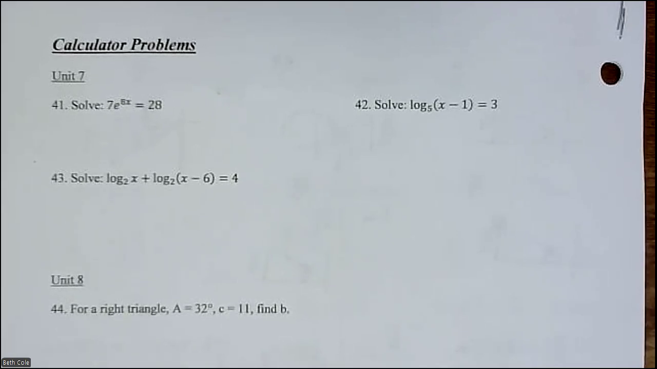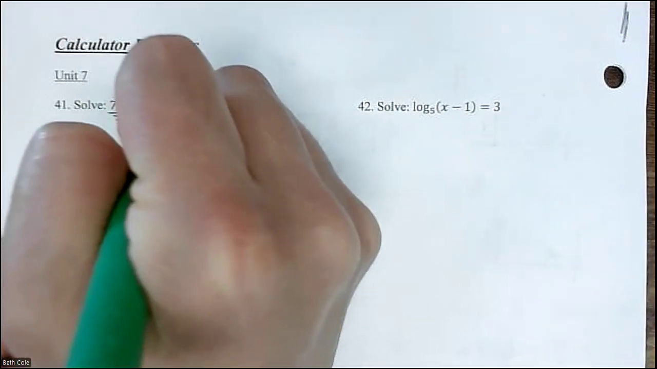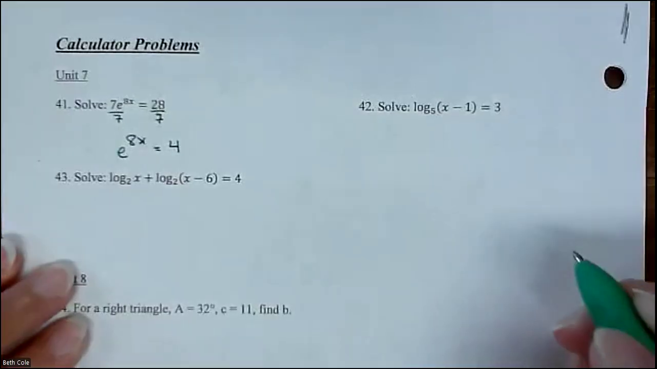All right, so we're on number 41. You have been solving equations for a long time. I realize that's an exponential in there, but how do you get rid of the 7? Divide by 7. We're going to divide both sides by 7. So you get e to the power 8x equals 4.